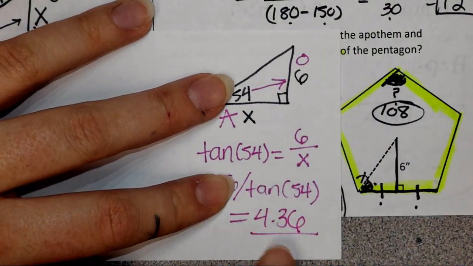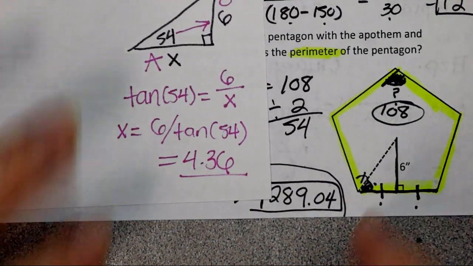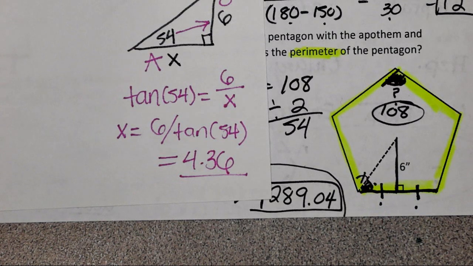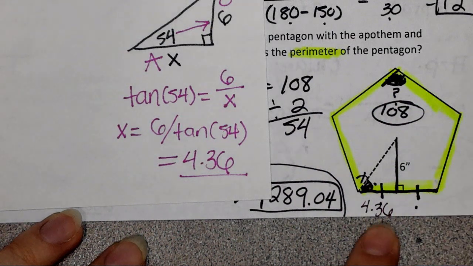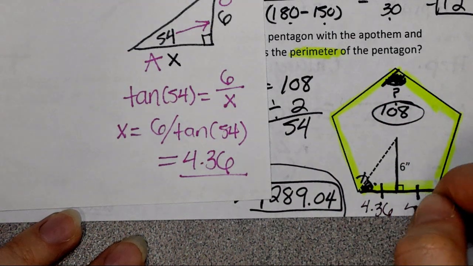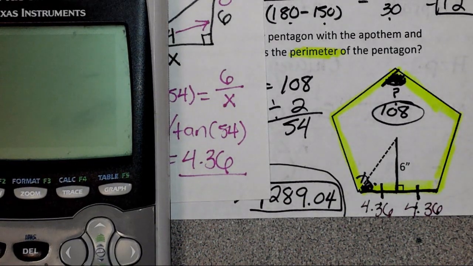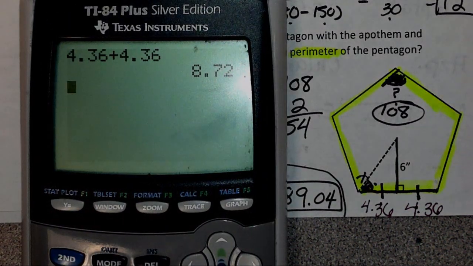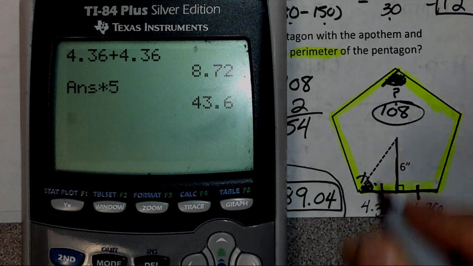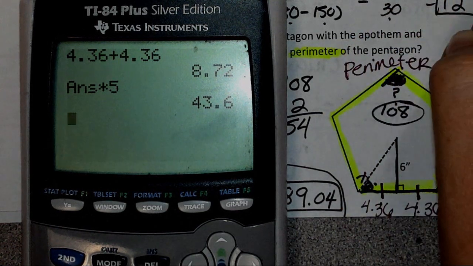Now I bet you that on the test, this is one of the answer choices. But this is not your final answer. It's asking for the perimeter. You got half a side length. That's what 4.36 is. This piece would also be 4.36. So one side would have a length of 8.72. There's 5 of them, so your total perimeter would be 43.6.